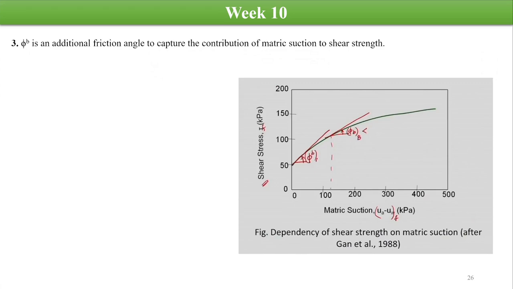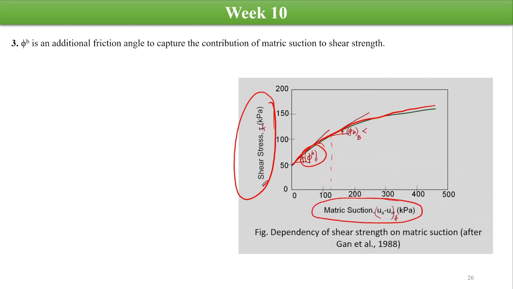Then in the third question we have, the value of phi b is an additional friction angle to capture the contribution of matric suction to shear strength. So phi b is actually the additional friction angle that denotes the slope of this curve that is plotted against the shear stress and the matric suction. Okay, so this statement can be considered as true.